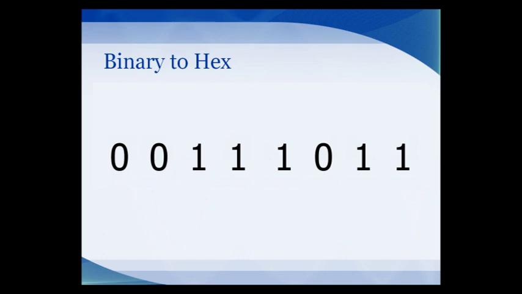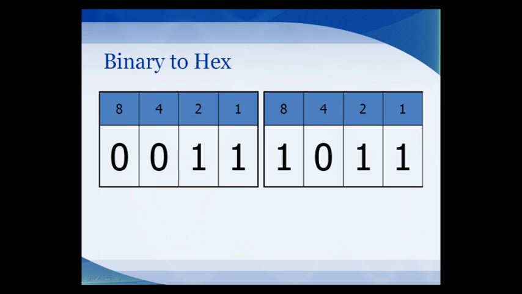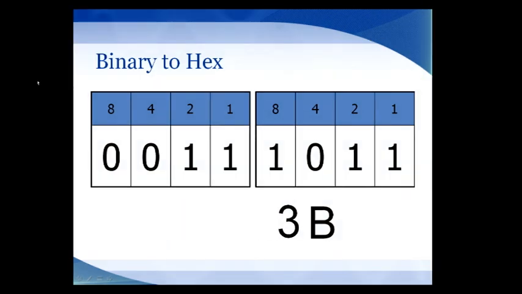So here we have a binary number, but instead of putting the place values all the way out to 128, we're going to split the binary in half, translate the first half, then translate the second half. For the digit on the left, the 0011, we have a 1 in the 2's place and a 1 in the 1's place, so 2 plus 1 is 3. On the right side, we have an 8 plus a 2 plus a 1, so 8, 9, 10, 11, or in this case, B. So our hex number for that particular binary number is 3B.